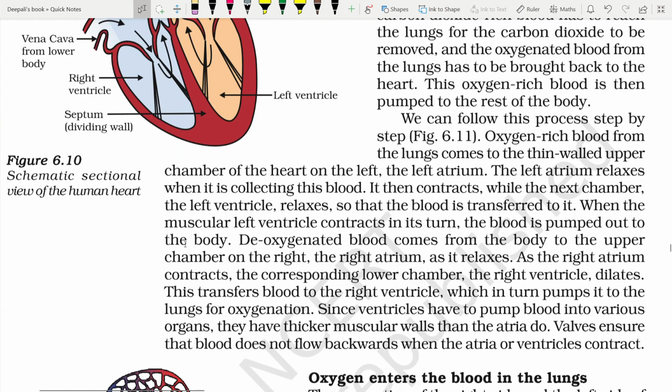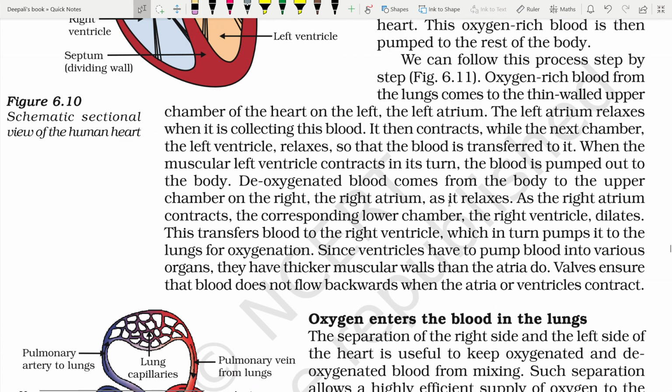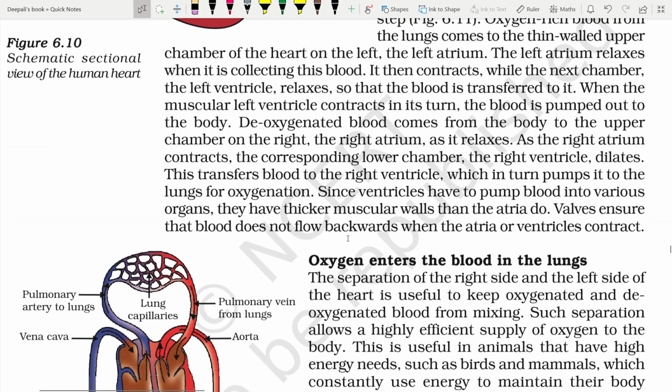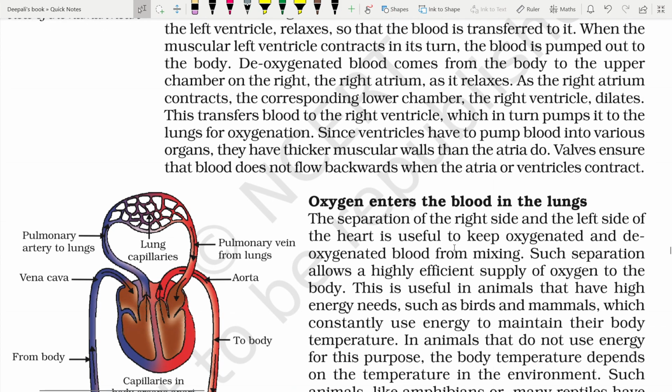Now, the deoxygenated blood comes from the body to the upper chamber, the right atrium. As the right atrium contracts, the corresponding lower chamber, the right ventricle, dilates, thus transferring the blood to the right ventricle, which in turn pumps it to the lungs for oxygenation. Since ventricles have to pump blood to various organs, they have thicker muscular walls than the atria do. Valves ensure that the blood does not flow back when the atria or ventricles contract.